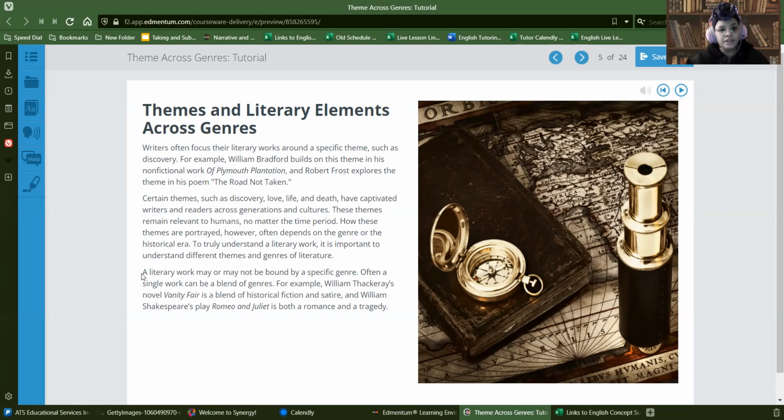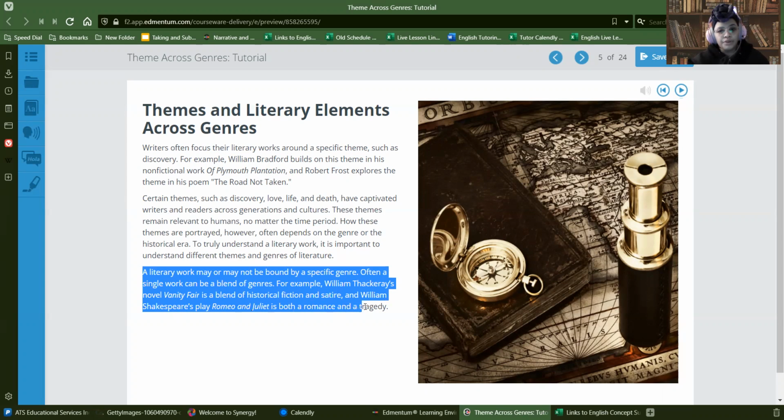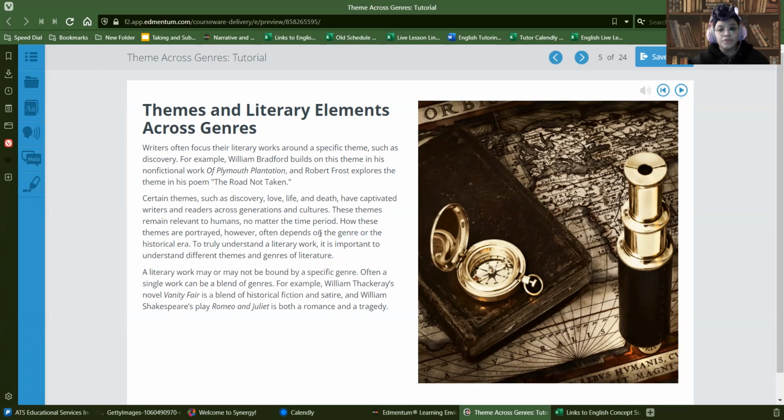Now it says a literary work may or may not be bound by a specific genre. Often, a single work can be a blend of genres. For example, William Thackeray's novel Vanity Fair is a blend of historical fiction and satire, and William Shakespeare's play Romeo and Juliet is both a romance and a tragedy. So, genres are basically the categories that we can put different types of writings in, the types of themes that are in a book.